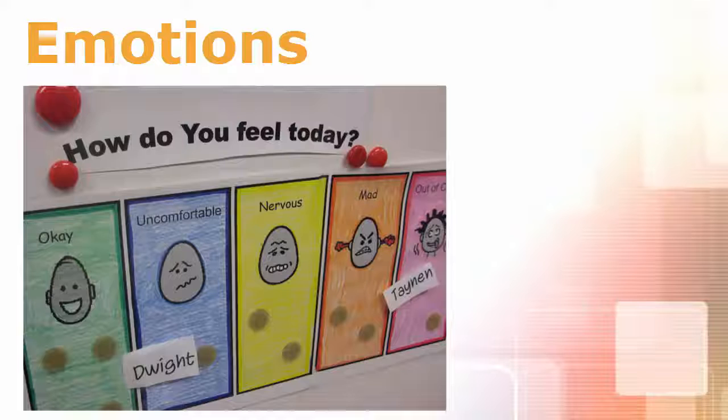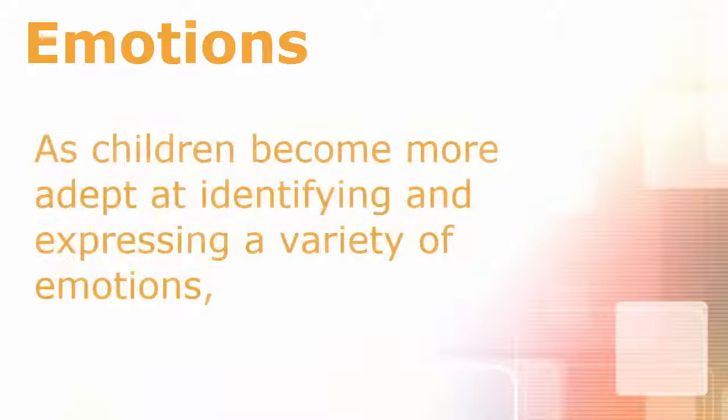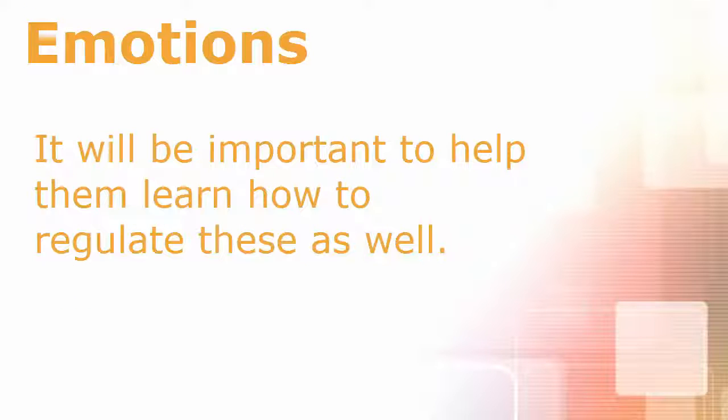When teaching emotions to young children with ASD, it will be important to ask how they are feeling while using a visual support. In the photograph above, you will notice the visual support asks, "How do you feel today?" and has a variety of emotions a child can choose from. As children become more adept at identifying and expressing a variety of emotions, it will be important to help them learn how to regulate these as well.